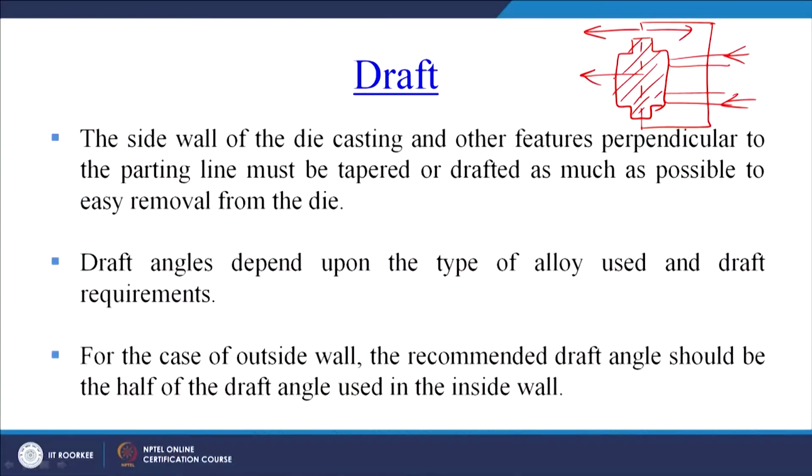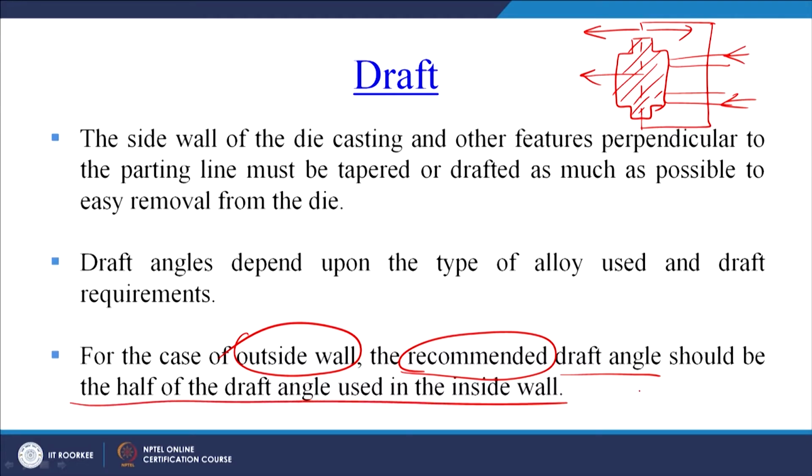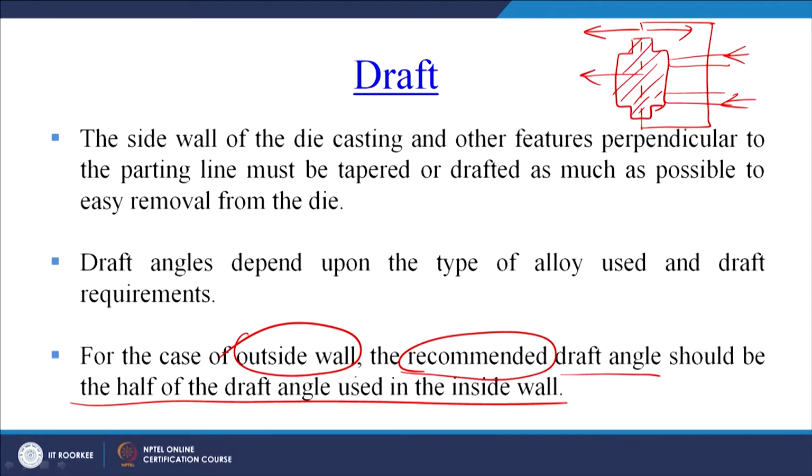For the case of the outside wall, again there is a recommendation: the recommended draft angle for the outside wall should be half of the draft angle used in the inside wall. So if in the inside wall we have taken a value of the draft angle, suppose x, then for the outside wall it must be x by 2. So for the outside wall, the recommended draft angle should be half of the draft angle on the inside wall.